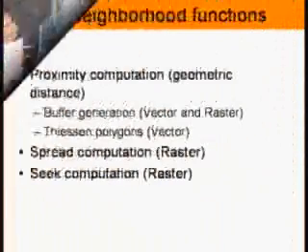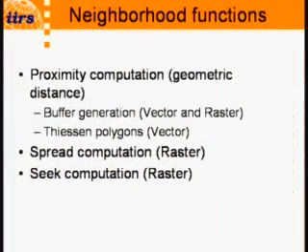They are also called proximity computation, that is buffer analysis. It is called buffer generation. And then there is another thing called the Thyssen polygon, which is also called Euclidean allocation. We will discuss this in detail. And then there are certain more neighborhood operations like spread computation or seek computation, which are common in raster data. So we will discuss buffer and Thyssen polygon.